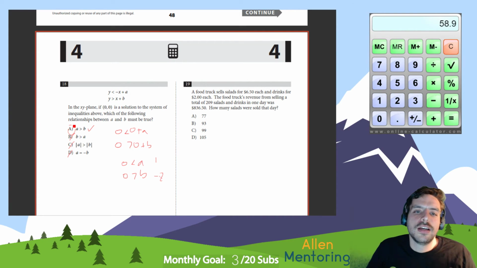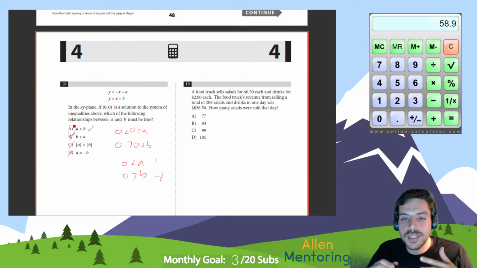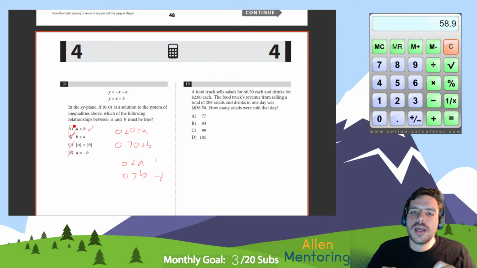Number 19. A food truck sells salads for $6.50 each and drinks for $2 each. The food truck's revenue from selling a total of 209 salads and drinks in one day was $836.50. How many salads were sold that day? If you have not been living under an algebra rock for the past year, this is a very, very common type of problem, especially using food, like hamburgers and fries or hamburgers and hot dogs, but these are pretty much done in the same way. The way that you solve these is by setting up a system of equations.